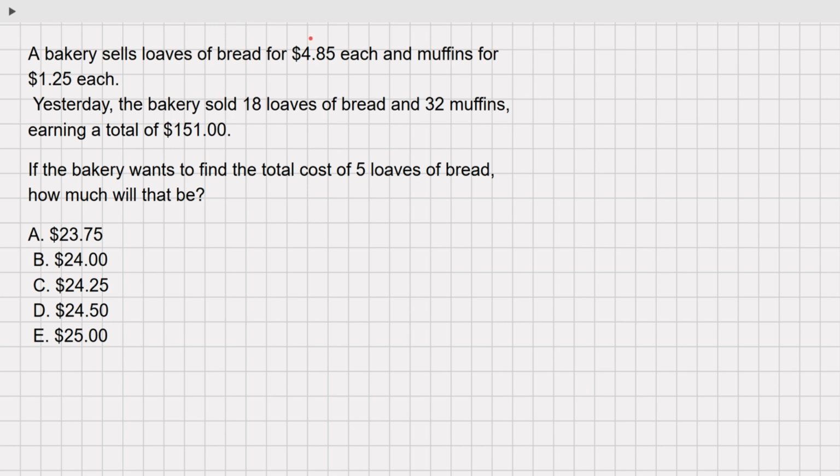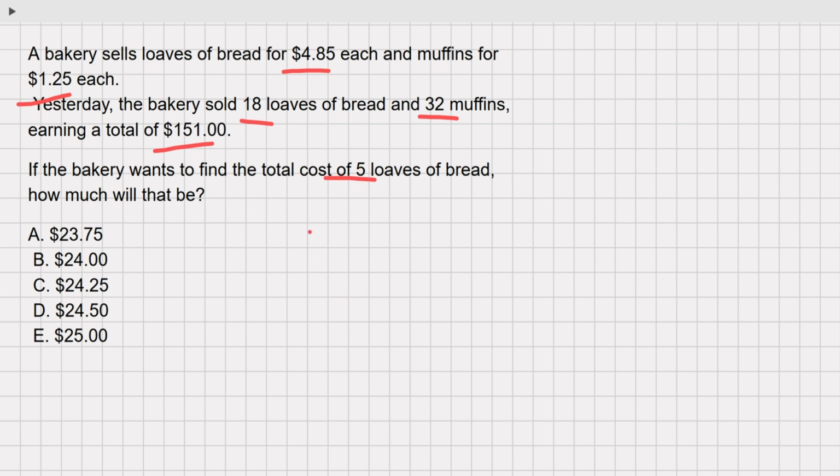A bakery sells loaves of bread for $4.85 each and muffins for $1.25 each. This is one of those tougher questions, so watch out. Yesterday, the bakery sold 18 loaves of bread and 32 muffins, earning a total of $151. If the bakery wants to find out the total cost of 5 loaves of bread, how much will that be? So all of these numbers being thrown around, you're looking for the total cost of 5 loaves of bread.